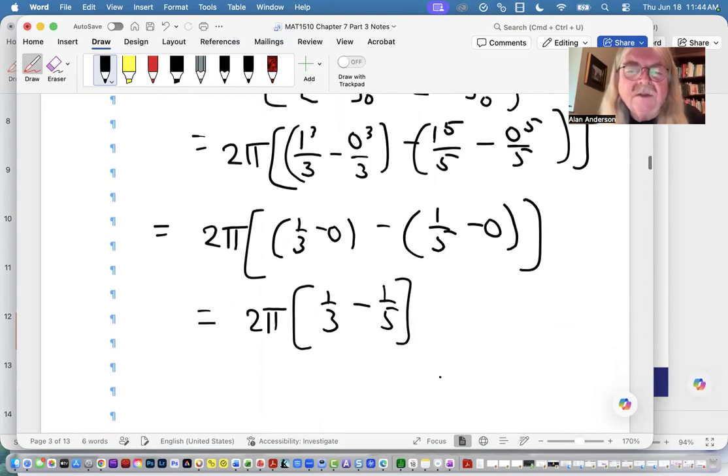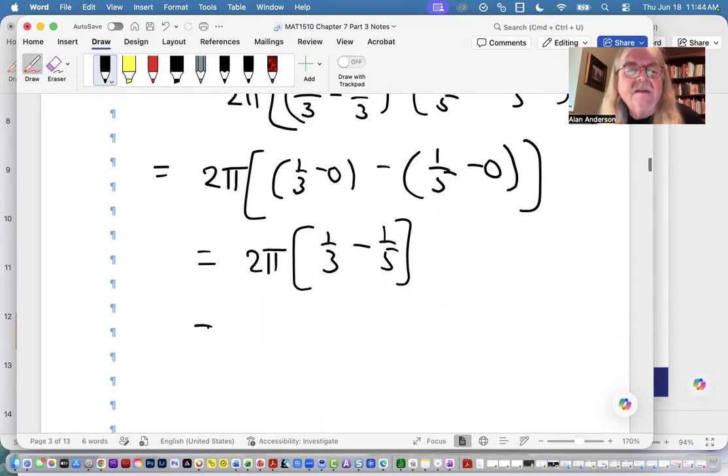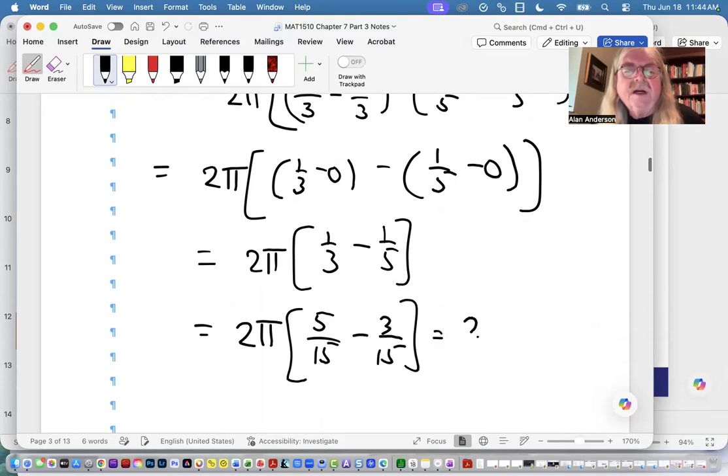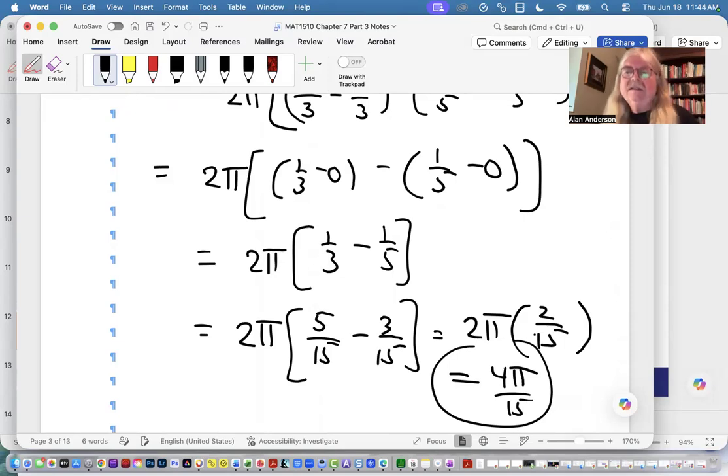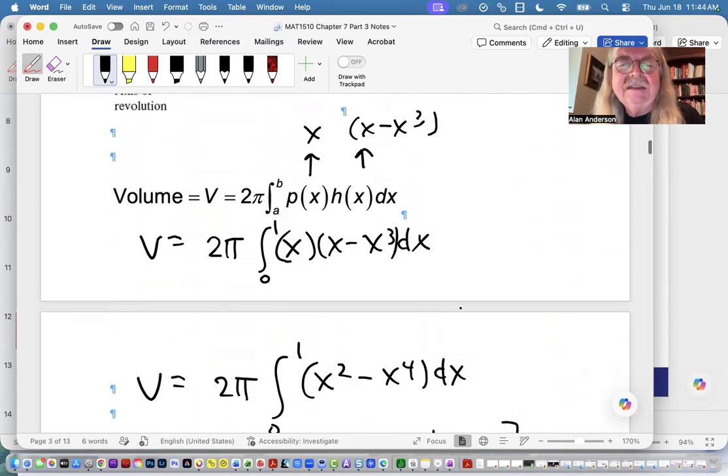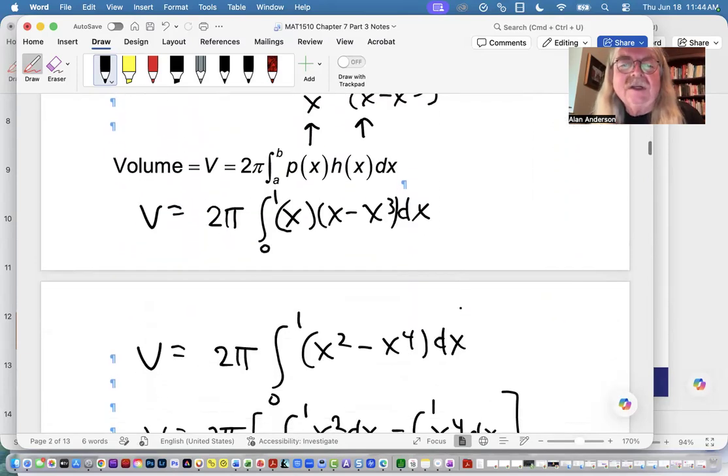Now, of course, we'll need a common denominator here. Let's do 15. So we have 2 pi times 2/15, and we end up very simply with 4 pi over 15. And we're done. Okay, so that wasn't too painful, I think you'll agree.